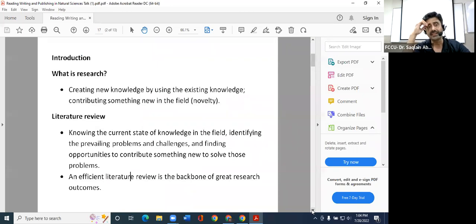So what is research? Research is all about creating new knowledge by using the existing knowledge. There are thousands of journals and thousands of universities all across the world, very reputed and high class top universities. All of them are contributing some knowledge, creating some knowledge.